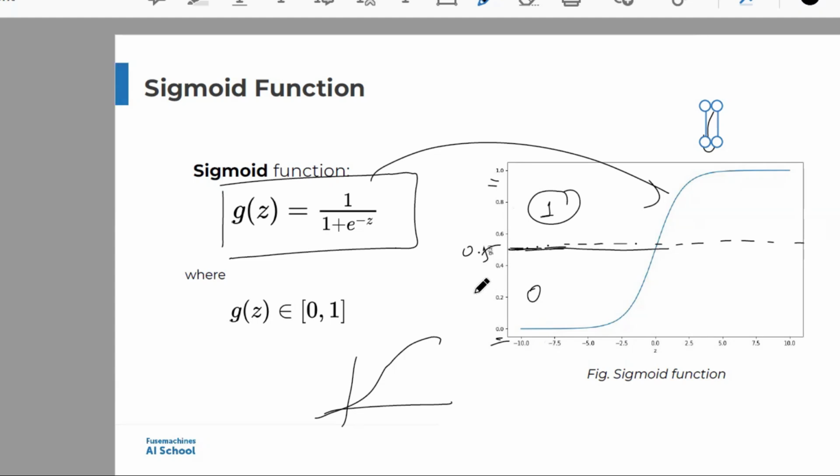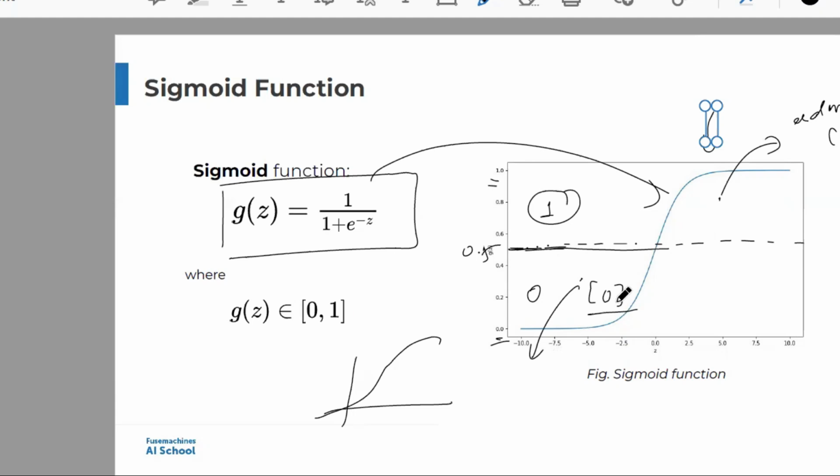So if there is any new data lying above 0.5, then I'd say that particular student is getting admitted, meaning this is getting label 1. Now, if any student is lying below 0.5, I will say that the student does not get admitted, so that is labeled as 0. So this is simply how logistic regression works.